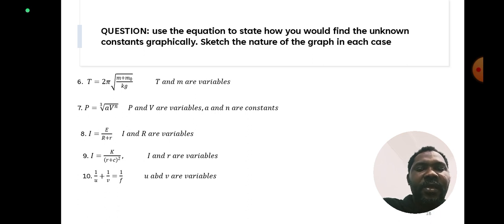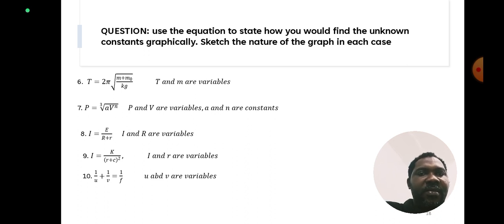Now here we are continuing with the questions. In the second video we saw 1 to 5 and here is 6 to 10. It says use the equation to state how you would find the unknown constants graphically. Sketch the nature of the graph in each case.